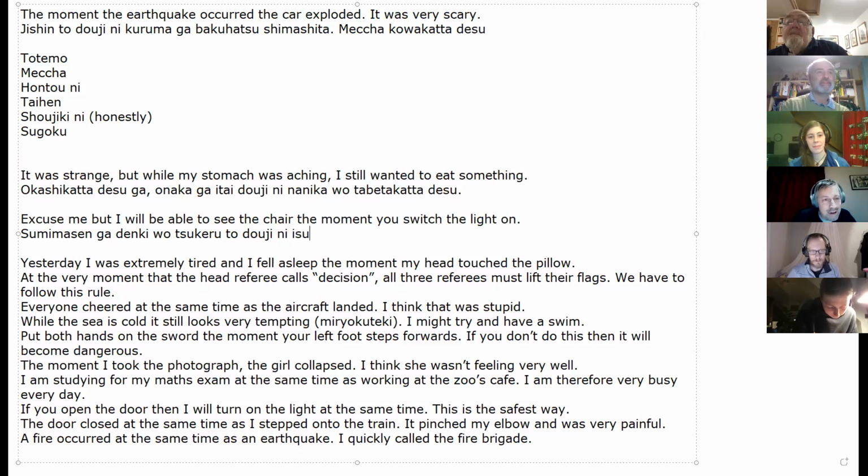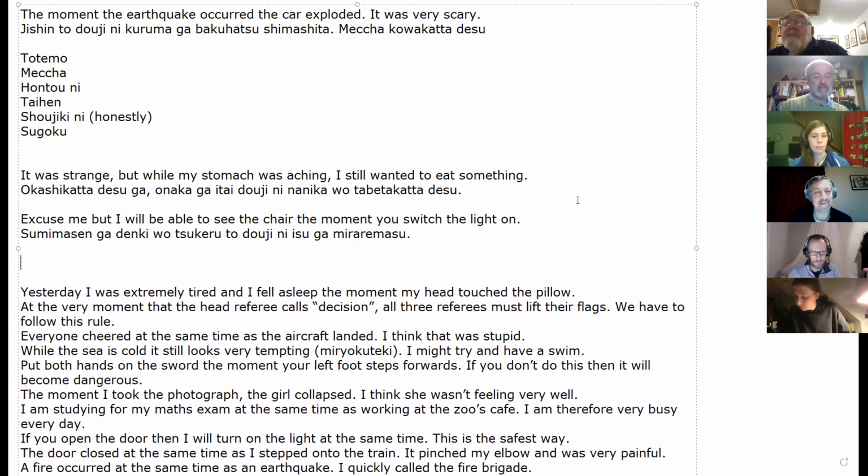Isu ga. Yeah, exactly. It's not the direction of the chair, it's the chair. Isu ga miraremasu. Good. Cool. Sumimasen ga denki o tsukeru to doji ni isu ga miraremasu. Can you repeat it one more time, please, Tom? Sumimasen ga denki o tsukeru to doji ni isu ga miraremasu.